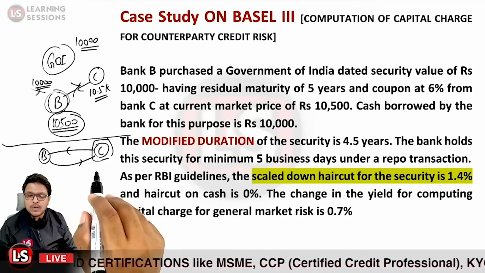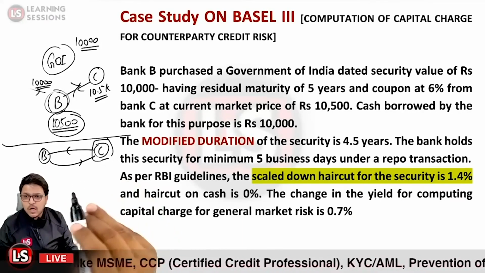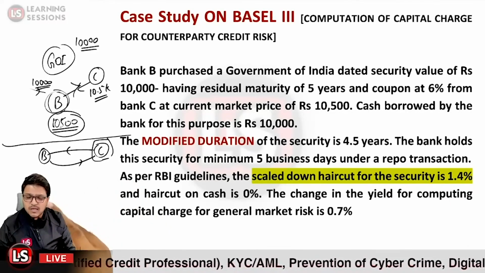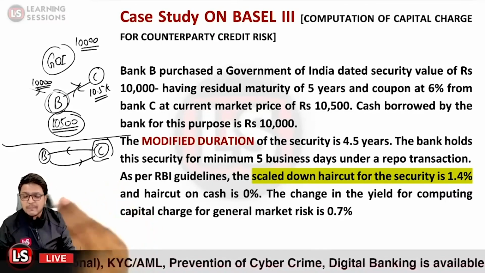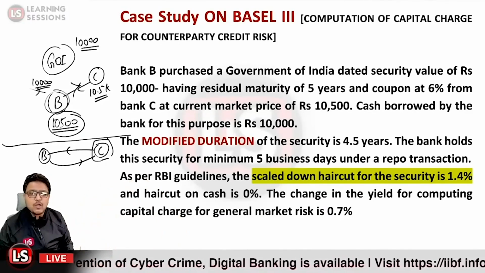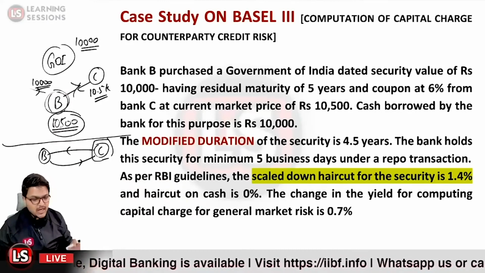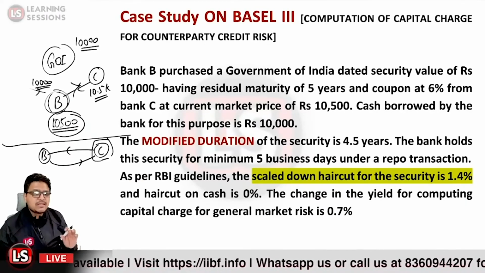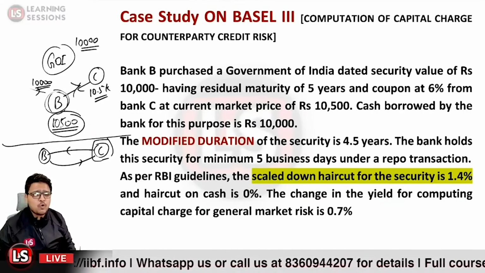So that is related to the repo transaction, where Bank C, which had the excess securities and now needs liquidity, will be selling these securities to Bank B, and further there will be a contract between these two that Bank C will be repurchasing that particular security after a fixed period for a particular price. That is the repo transaction. Is that clear? Now as per the Reserve Bank of India guidelines, it is clearly said over here, the scaled down haircut for the security is given to be 1.4%.